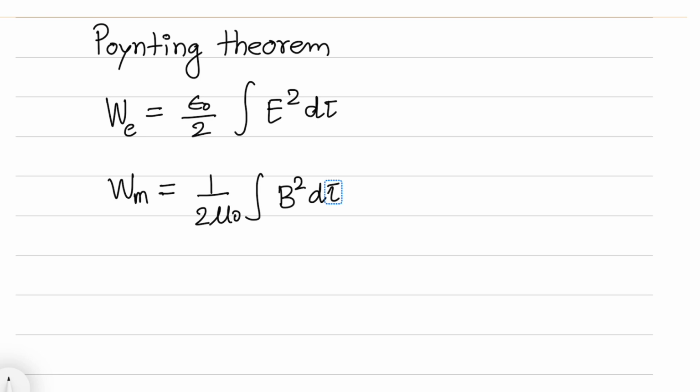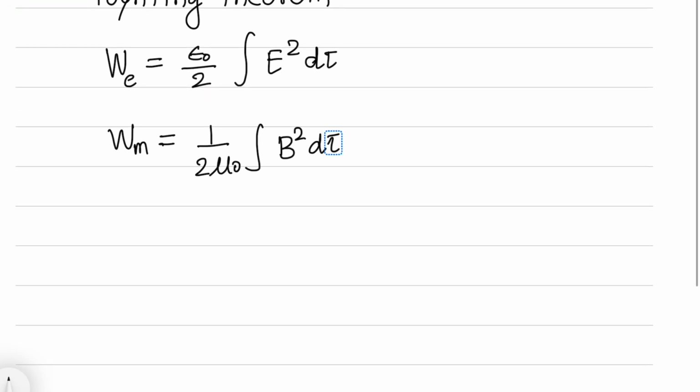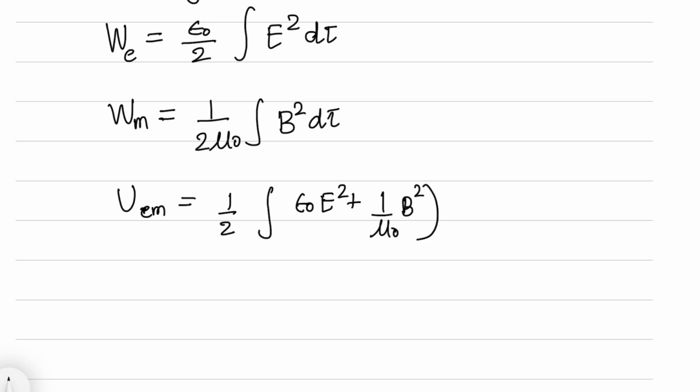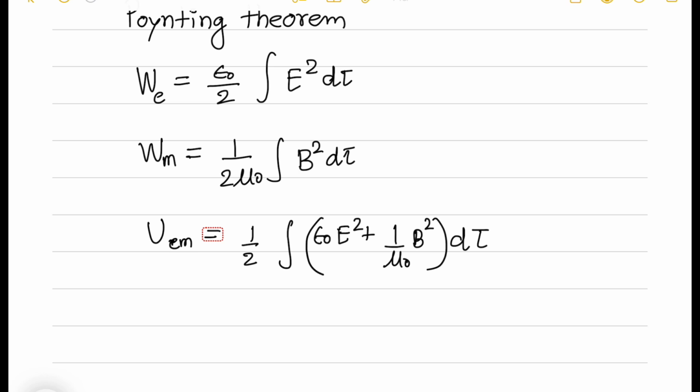Now this suggests the total energy stored in the electromagnetic field, which we denote by U electromagnetic, equal to 1 by 2 integration of epsilon 0 E square plus 1 upon mu 0 B square d tau.